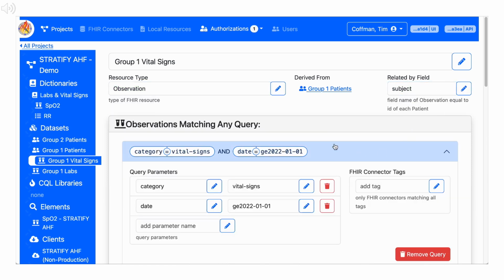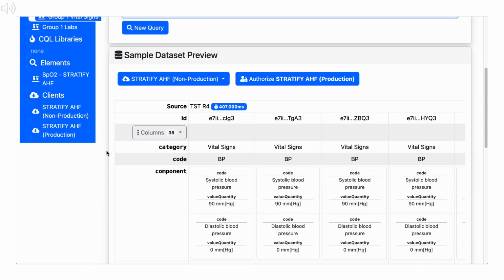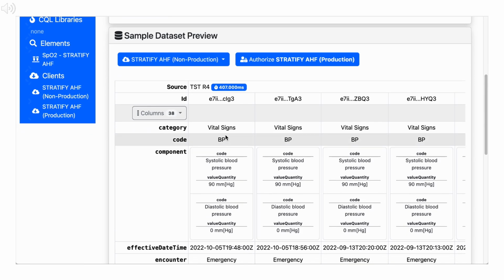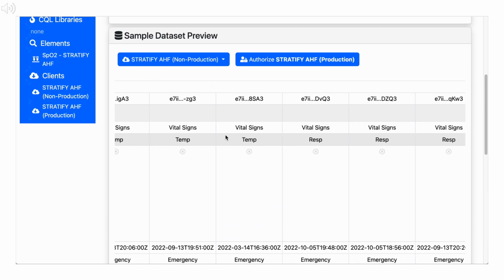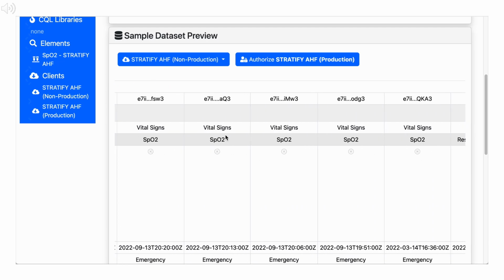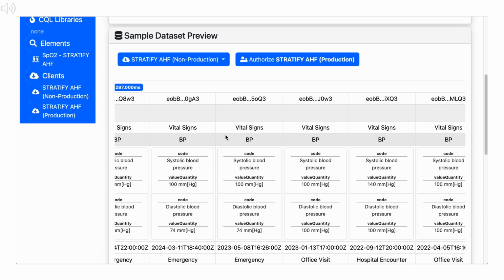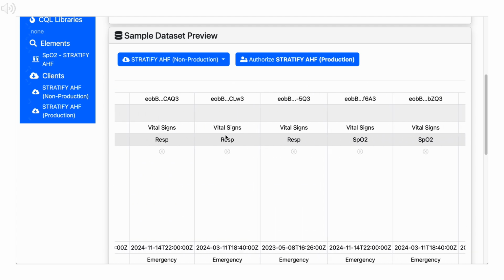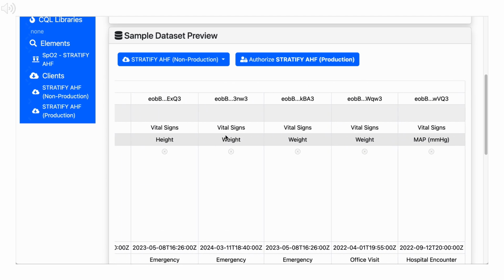CQL Platform supports adding a new sample dataset that is derived from another, in this case, observations derived from the existing set of patients. In this case, the EHR limits the FHIR queries for observations to just labs or vital signs, but not both. So adding the category field allows the query to be successful. Again, the preview automatically updates to retrieve all the new resources.